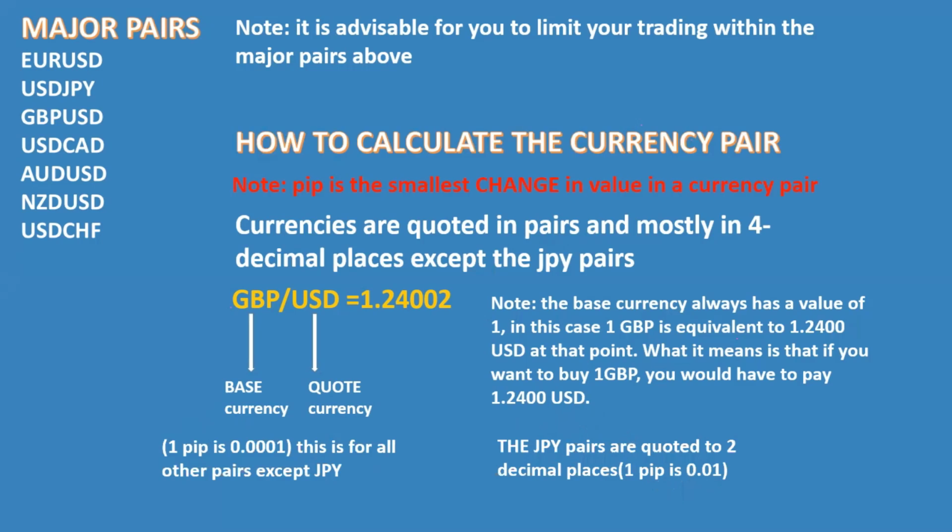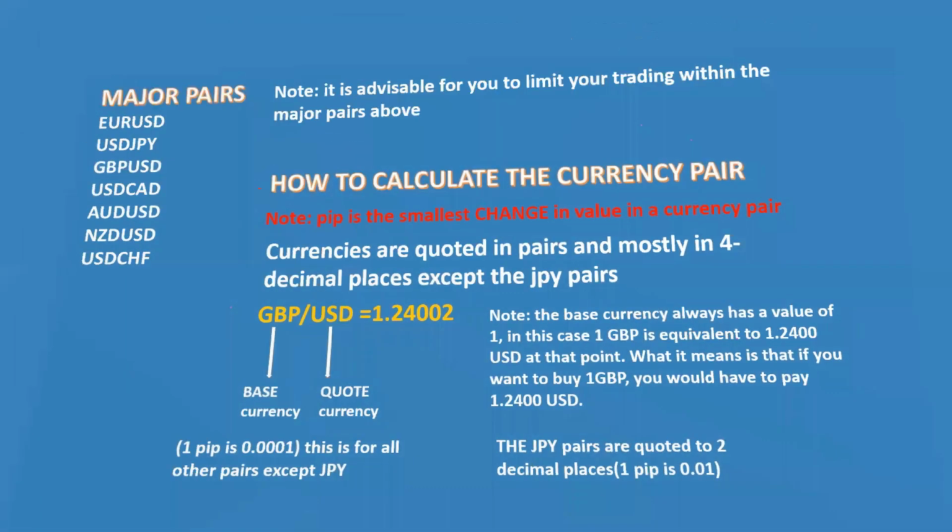The JPY pairs are quoted to 2 decimal places. So 1 pip in JPY pairs is what? 0.01. All right. I hope you are following the whole thing. It's very, very important for you to master this beginner's level.